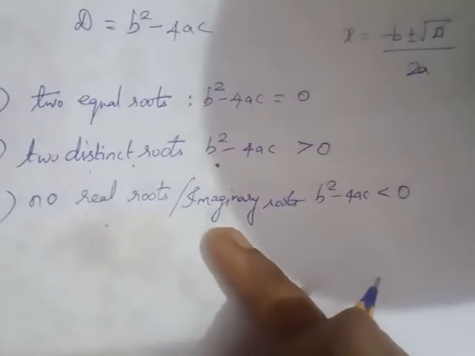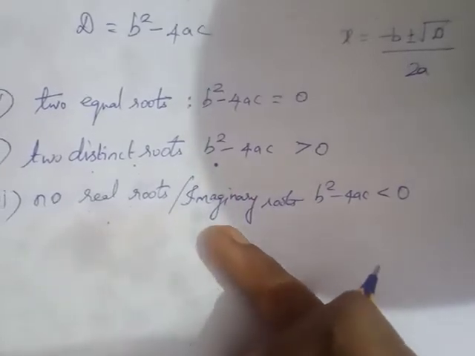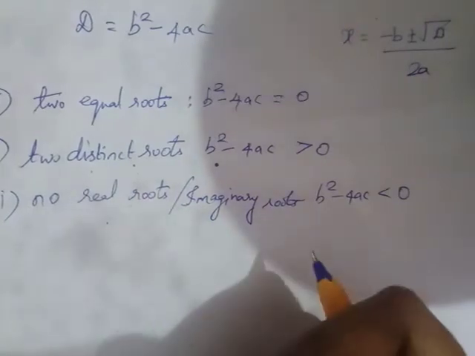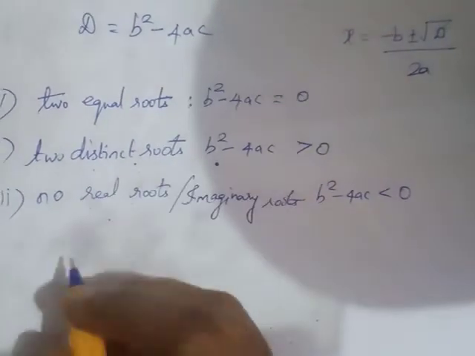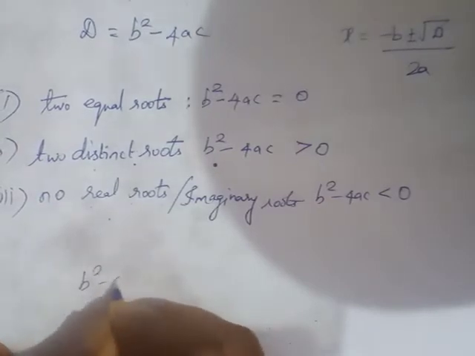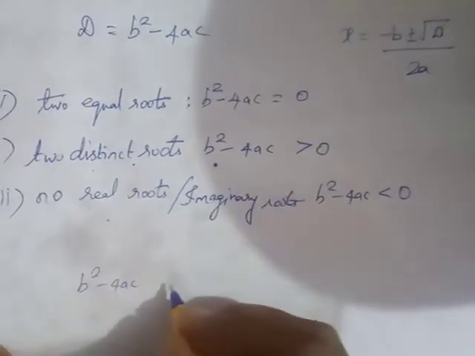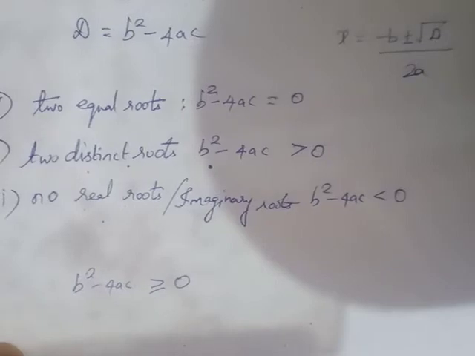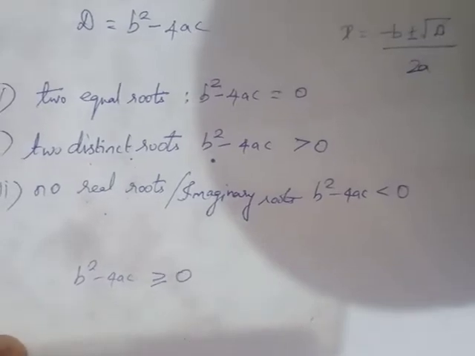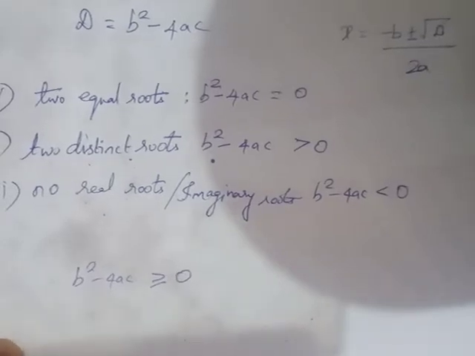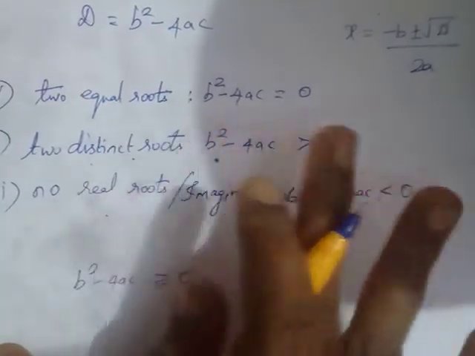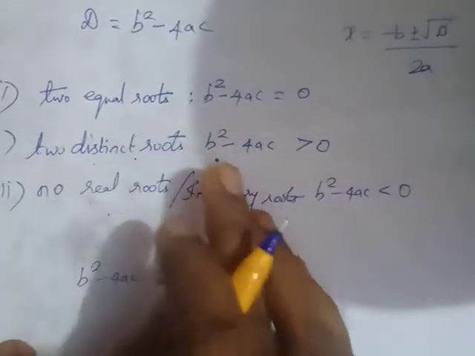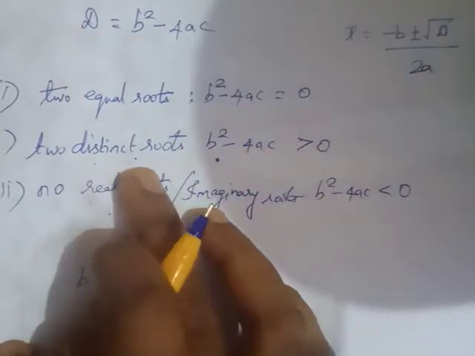So in this case you have to find out what type of roots the equation will get. If you get b square minus 4ac, they will ask, if it is greater than or equal to 0, then what about the roots? The roots are distinct and equal. You will be getting them separately. b square minus 4ac equal to 0 means two equal roots. b square minus 4ac greater than 0 means two distinct roots.